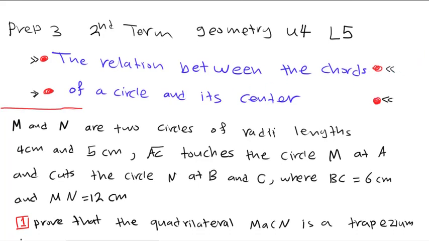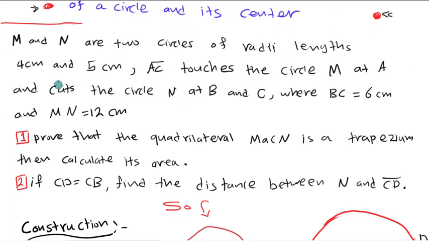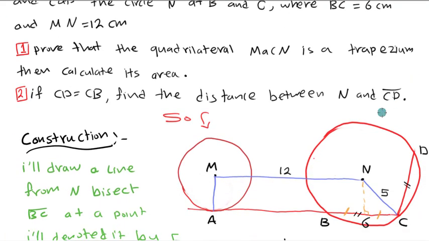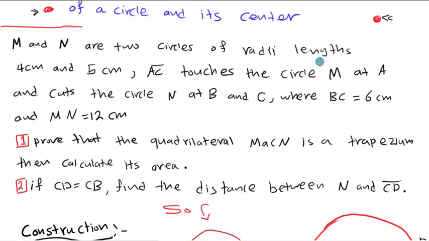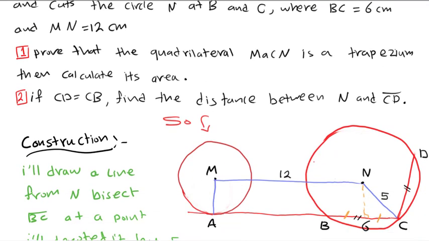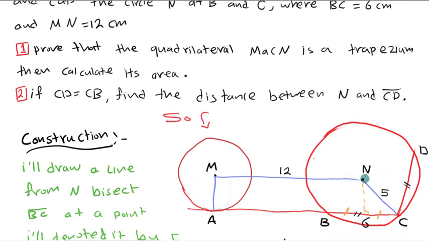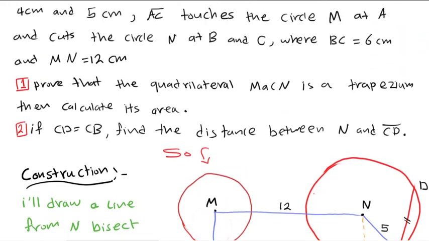Our exercise is: M and N are two circles of radii length 4 cm and 5 cm. So N has a radius length of 5 cm and M has a radius length of 4 cm.